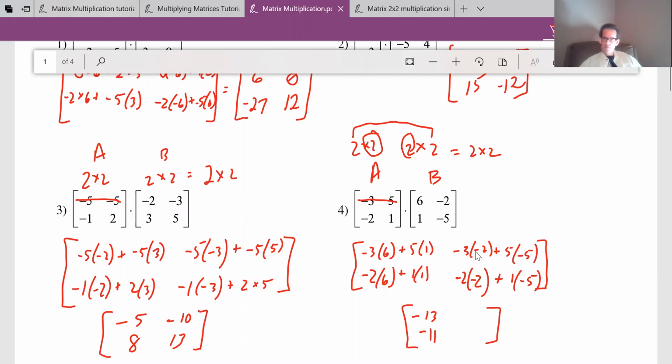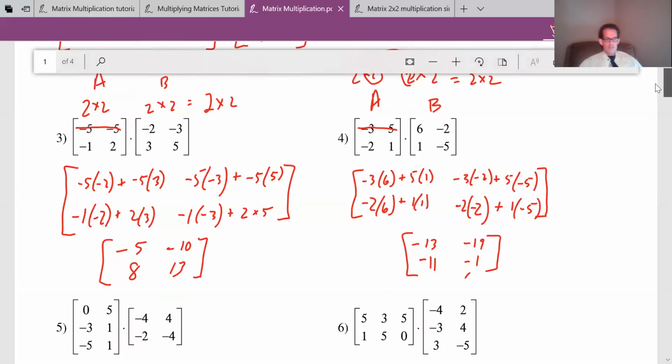Okay, so the top right number, negative 3 times negative 2, that's positive 6, plus 5 times negative 5 is negative 25. So positive 6 plus negative 25 is going to be negative 19 for this top right number. Then I have negative 2 times negative 2, that's positive 4, plus 1 times negative 5 is negative 5. So positive 4 plus negative 5 is going to be negative 1. So your whole answer for that matrix is negative 13, negative 11, negative 19, negative 1. That looks good.